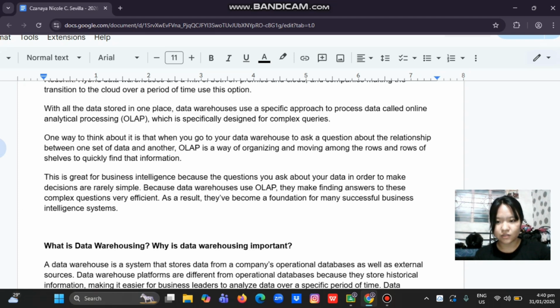With all the data stored in one place, data warehouses use a specific approach to process data called online analytical processing, or OLAP, which is specifically designed for complex queries. One way to think about it is that when you go to your data warehouse to ask a question about the relationship between one set of data and another, OLAP is a way of organizing and moving among the rows and rows of shelves to quickly find that information.